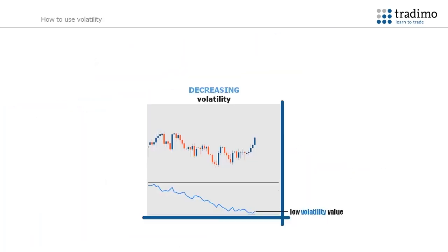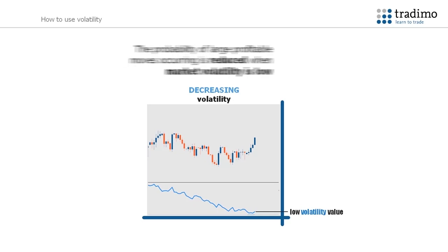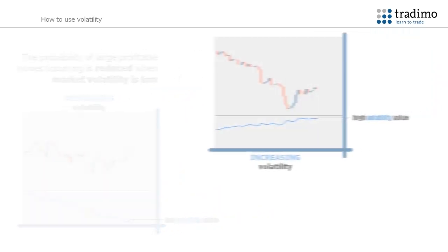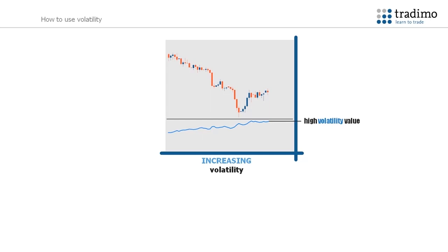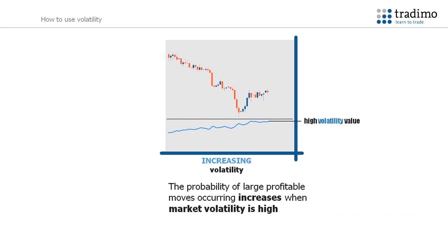When volatility is low and decreasing, the probability of large profitable moves occurring is greatly reduced. The trader should avoid this type of market environment. In contrast to this, when anticipating large moves, particularly breakouts, it is important to trade in times when volatility is high. When volatility is high, the probability of a large profitable move occurring is higher, and traders have a greater chance of making money.